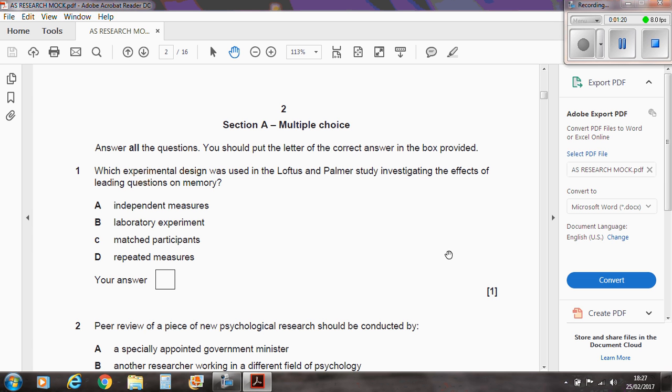Well, a laboratory experiment isn't a design, so you can automatically rule that one out. And it's not matched pairs because they didn't match them on any variable, and it's not repeated measures because they only took part in one condition of the IV.